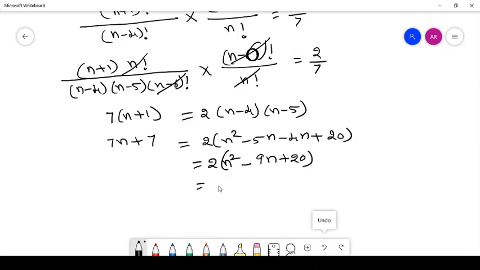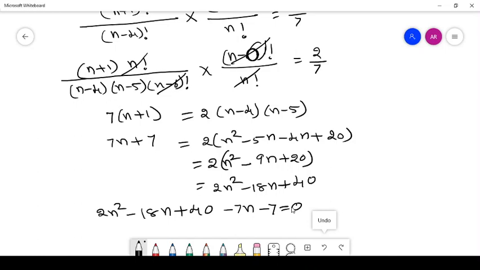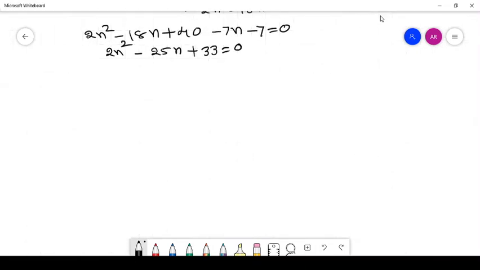So this is equal to 2 into n square is 2n square, minus 2 nines are 18n, plus 2 into 20 is 40. So this is 2n square minus 18n plus 40. Transposing 7n plus 7 to this side, that becomes minus 7, equal to 0. So 2n square minus 18n minus 7n, minus 25n plus 40 minus 7, this is plus 33 equal to 0. We know that this is a quadratic equation.